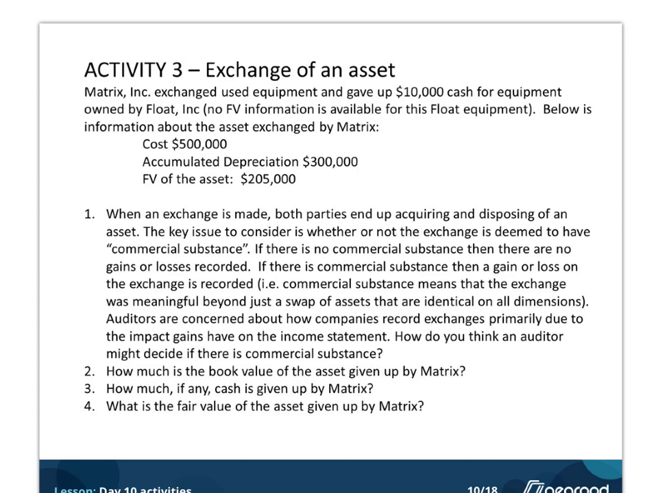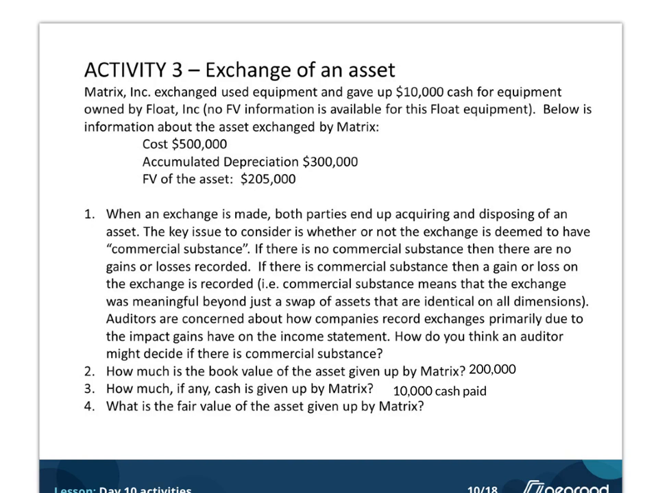So on this page, I was just trying to summarize some information. So the book value, again, this is just to make you remember how to calculate book value. You took the cost minus the accumulated depreciation right here, and you came up with $200,000 for the book value. The cash that was given up, this is just making sure you're reading the problem correctly. They gave up cash at $10,000. Okay, so they gave it up. I mean, that's what they paid. So Matrix paid $10,000 to Float.